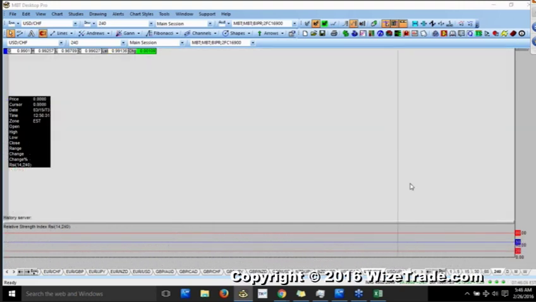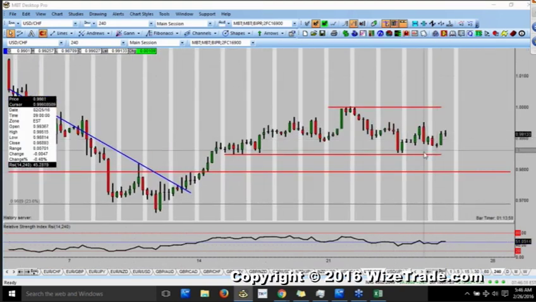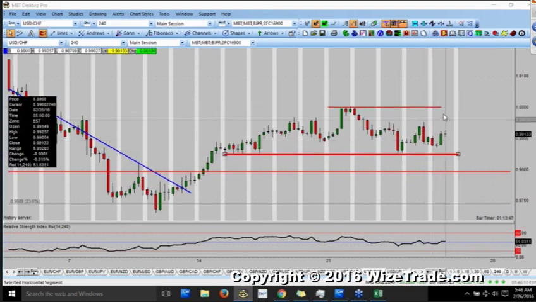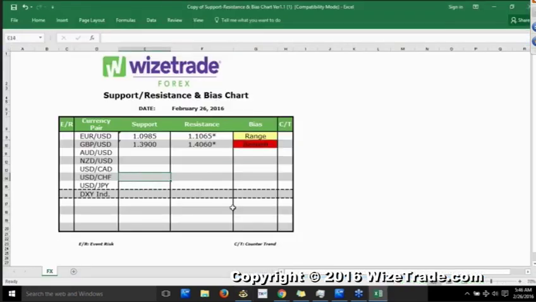But currently we have a pretty well-worn range, the one we talked about yesterday, and I think we can just regurgitate these levels. We'll put in parity and 98.50, I think. Yeah, 98.50, I think that's what we had yesterday. 0.9850 and parity, 1.000.